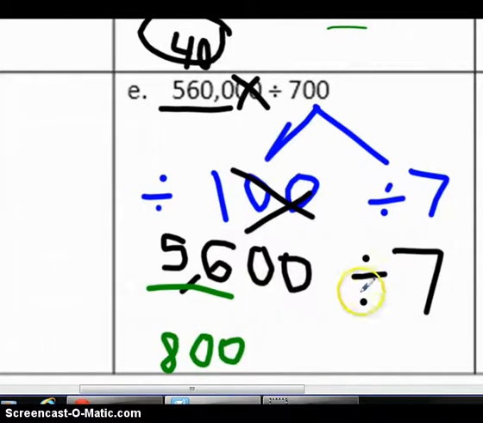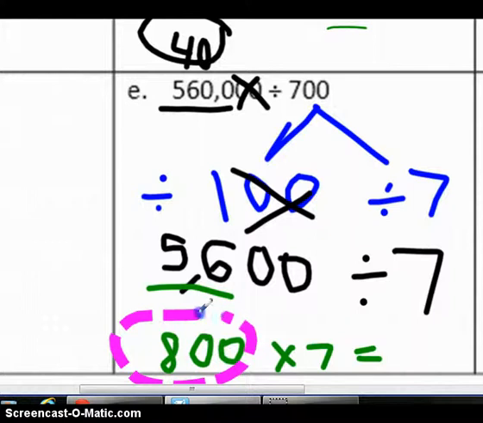Now, the fact family, remember, is the opposite. So if I want to prove it and to check, you can do 800 times 7, which I think most people are more familiar with. 8 times 7 is 56, add 2 zeros. So we know we're right. Let's just circle it in this cool pink thing that is like a dotted line.